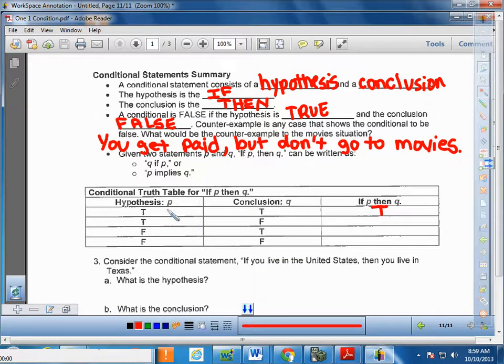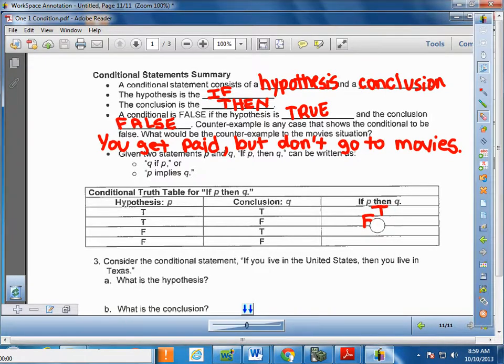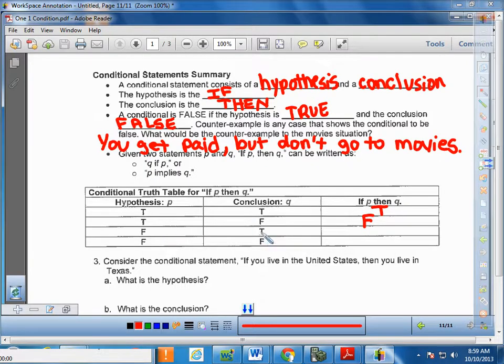If you get paid but don't go to the movies, that's going to be false. This is kind of like the and. If I get paid and I'll go to the movies, so this is real similar to those and statements we had. If the hypothesis is false, I didn't get paid, but I went to the movies, then if P, then Q is going to be false. And if they're both false, then it's false. So this is like the and statements.